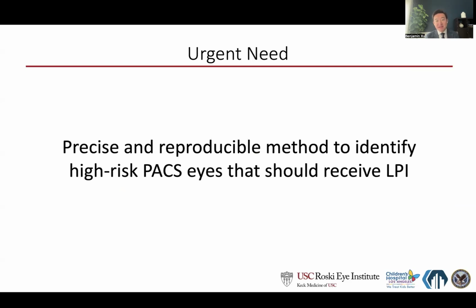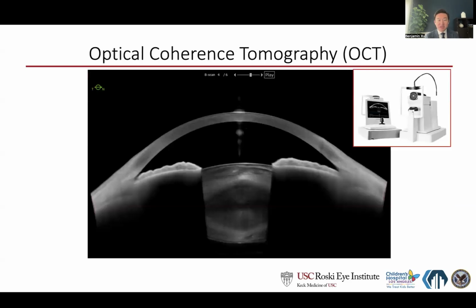This conveys an unmet need in the field of angle closure, which is the need for a precise and reproducible method to identify high-risk PACS eyes that should receive LPI treatment. Fortunately, we now have access to OCT technology, specifically anterior segment OCT. ASOCT provides a convenient and powerful alternative to gonioscopy for evaluating the anterior chamber. ASOCT can produce beautiful high-resolution images of the anatomical structures in the anterior chamber in mere seconds.